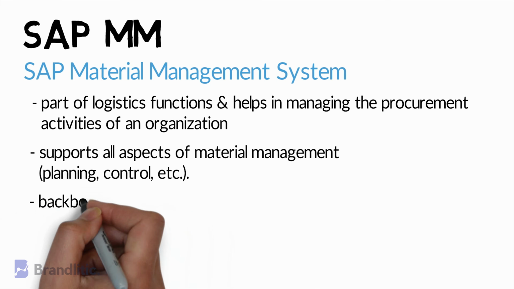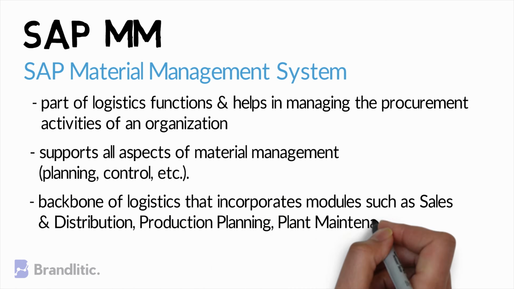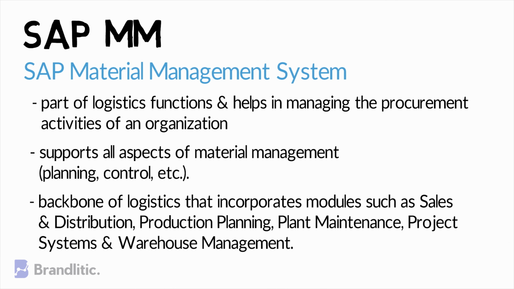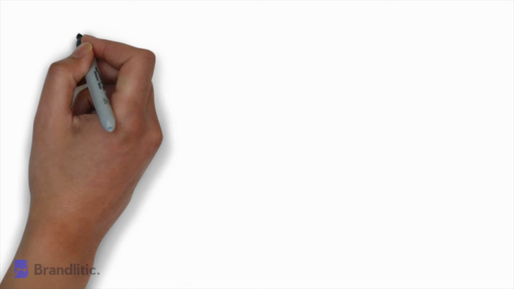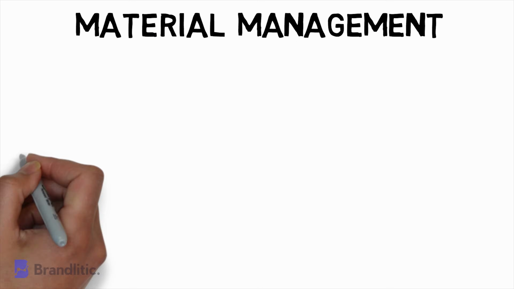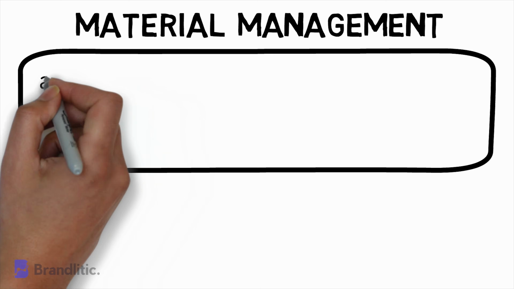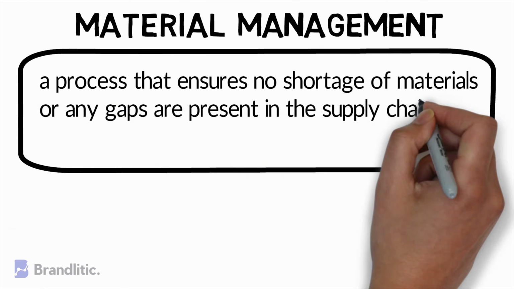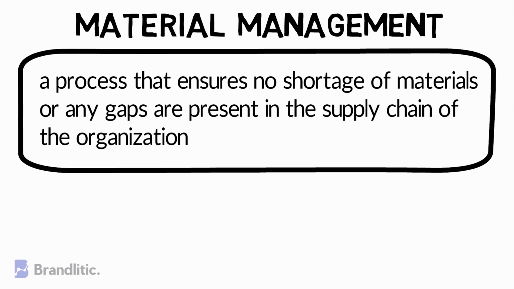It is the backbone of logistics that incorporates modules such as sales and distributions, production planning, plant maintenance, project systems, and warehouse management. Now, some of you might think, what is material management in general? Well, material management is a process that ensures that no shortage of materials or any gaps are present in the supply chain of the organization.